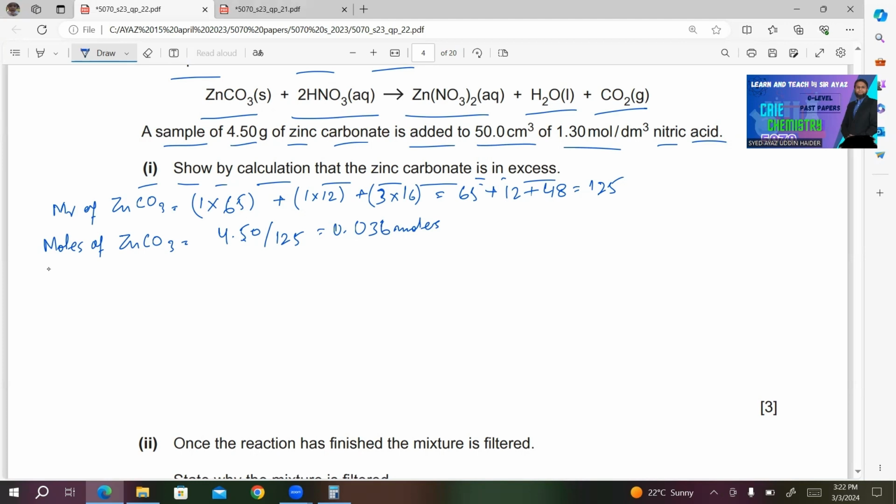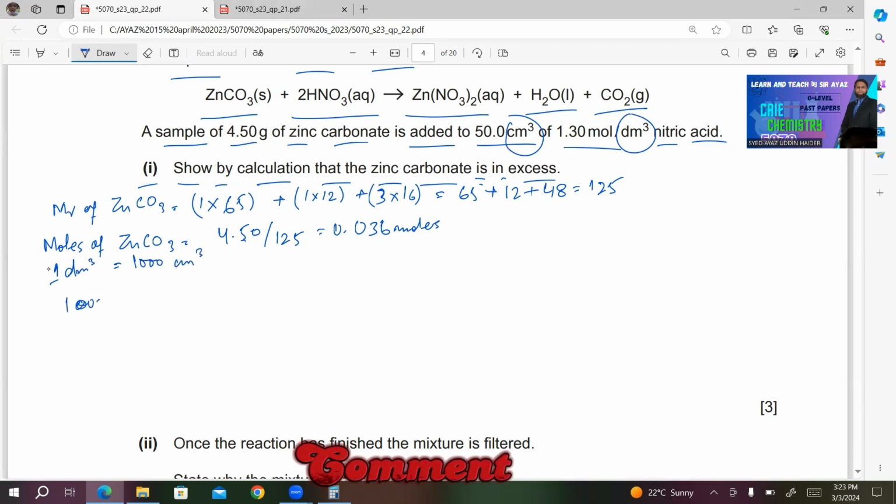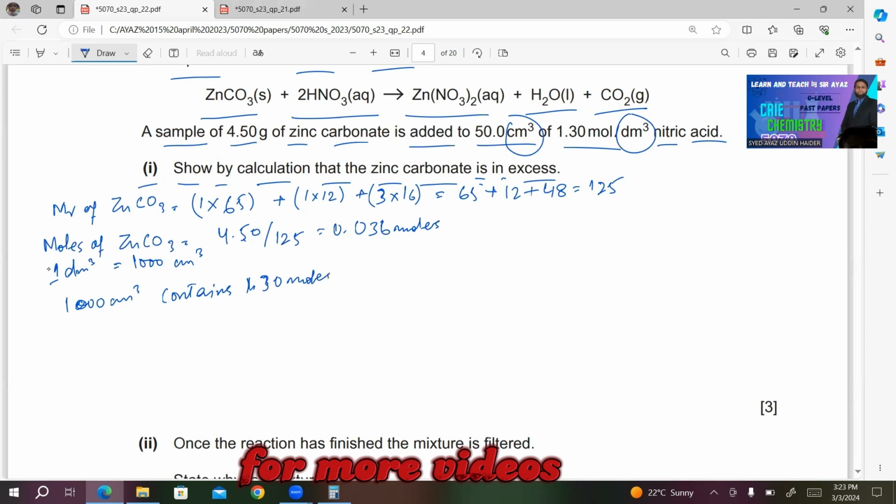What about HNO3, that is nitric acid? We have 50 centimeter cube of 1.3 mole per dm cube nitric acid. So you must have the same unit for the volume. So I'm converting this dm cube into centimeter cube. We know that 1 dm cube is equal to 1000 centimeter cube. So I will write 1000 centimeter cube contains 1.30 moles of HNO3.